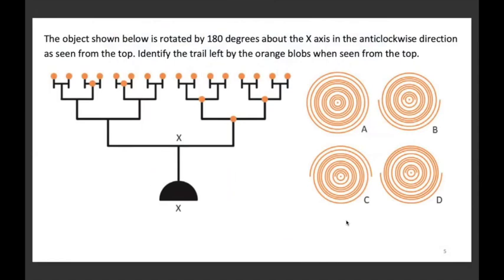The object shown below is rotated 180 degrees about the x-axis in the anti-clockwise direction as seen from the top. You have to identify the trail left by the orange globes when seen from the top side. Here we are given this x-axis. The globes are rotated along this central axis, x. Now, what does that mean? Which means some circles will be full, some circles will be half. Based on that central location, definitely there will be a point in the middle, which all the options have, so we don't have to worry about it.